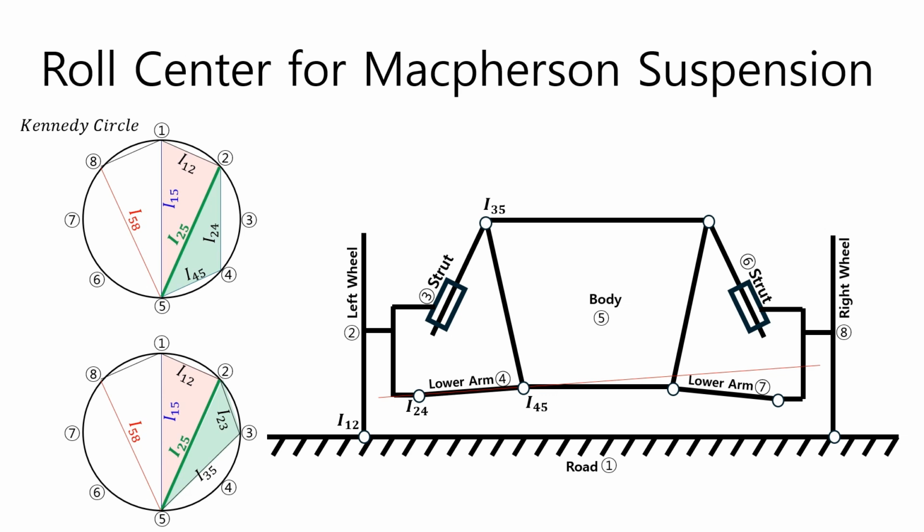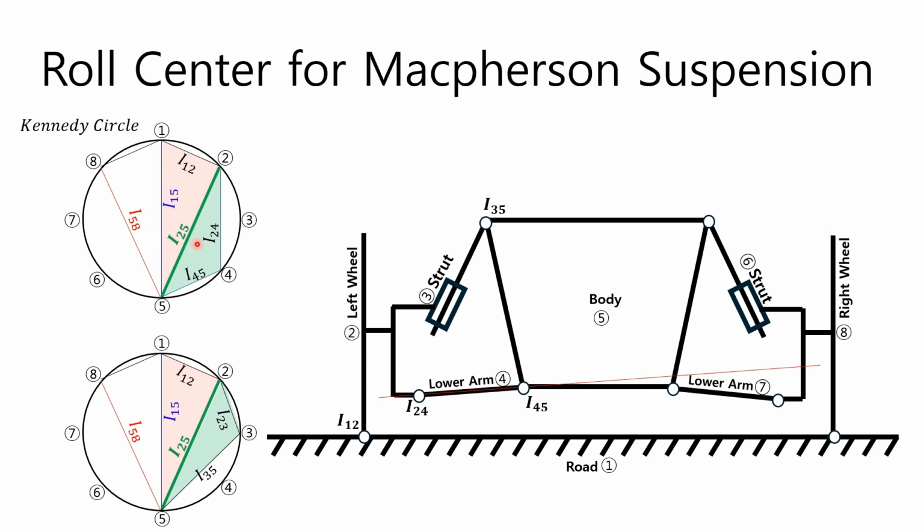In order to understand the concept of instant center clearly, let's find the instant center based on Kennedy circle and Kennedy theorem, just like in AA arm. The final instant center we want to find is the instant center I15 of the body with respect to the road. In order to find the instant center I15, we must first find the instant center I25 and the instant center I58. First, let's find the instant center I25.